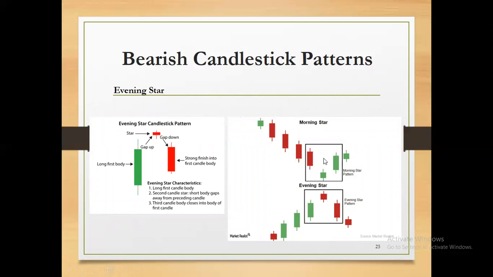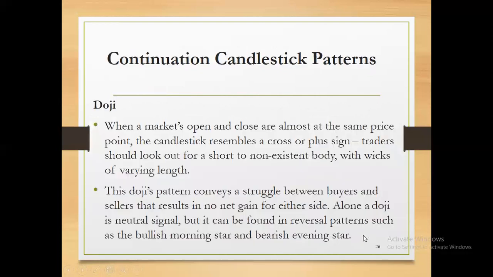Look at it here. See the gap between them. This is a morning star, as we explained the initial time. Then this is the evening star. It appears on the top in between two long candles. So when you see this, there's a high probability that the market will begin to go to the downside.